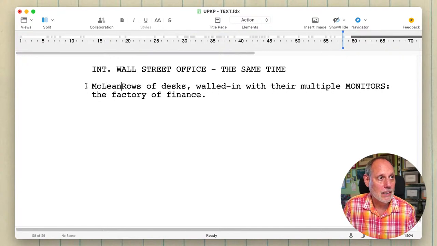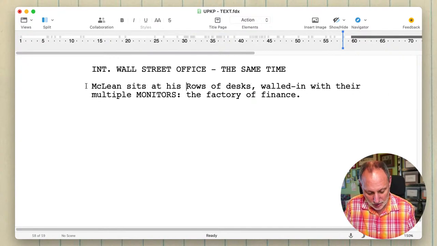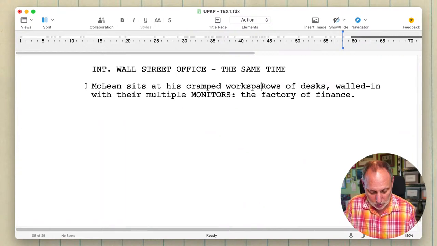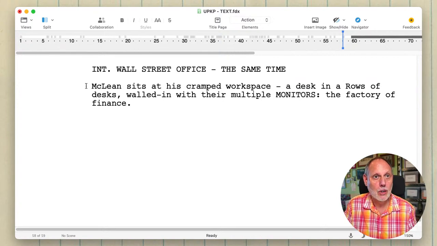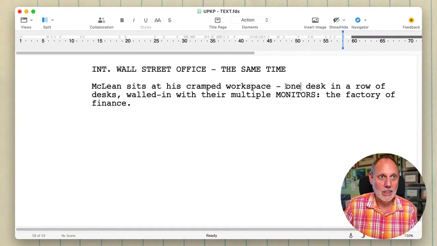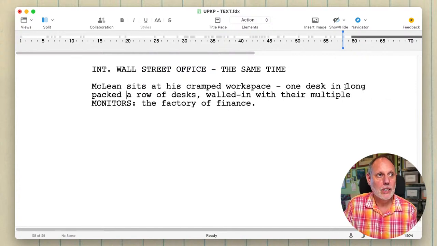McLean sits at his cramped workspace, a desk in a row of desks, one desk in a long packed row of desks, walled in.